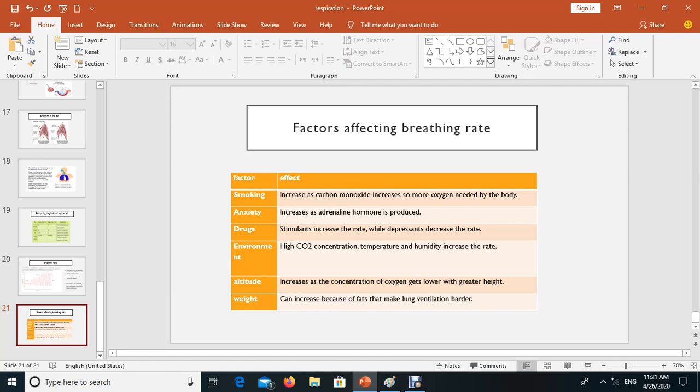Environmental factors, such as carbon dioxide, combustion or burning, temperature, humidity, all of these increase the breathing rate. Altitude, of course. If you are at high altitude, then the concentration of oxygen gets lower, then your lungs need to work harder in order to get enough oxygen. Weight also, because of fat deposition, because they may block some arteries from getting oxygen supply. That's why breathing rate increases.